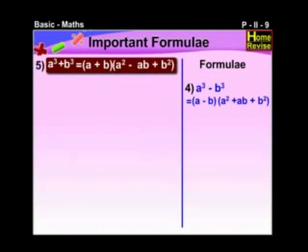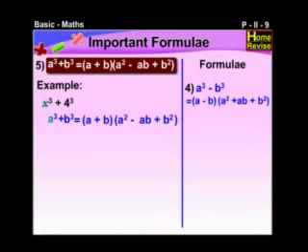Next formula, a cube plus b cube is equal to a plus b, in the second bracket a square minus ab plus square of b. Take one example. A means x and b means 4. That means x cube plus cube of 4 is equal to, in the first bracket x plus 4. Now here a is x and b means what? 4. Therefore x plus 4.